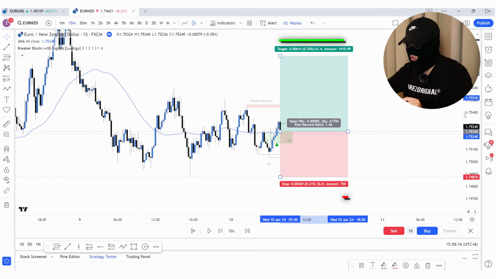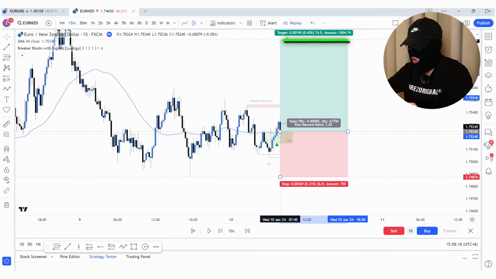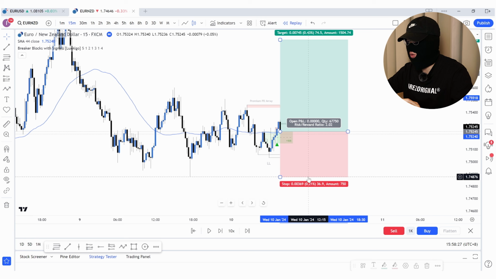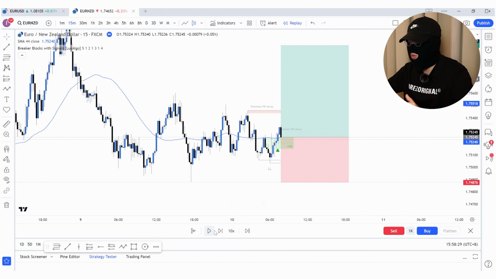risk to reward ratio. Reason for picking the structural low for my stop loss is because the breaker block is less than 10 pips wide, therefore requiring me to be more conservative with my stop loss to allow the trade some room to play out. So let's see how this trade goes.